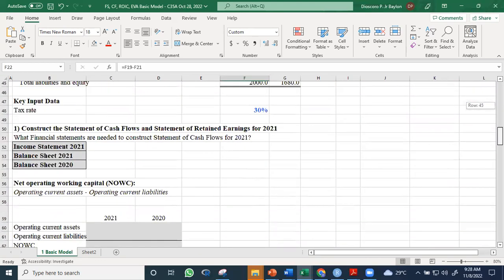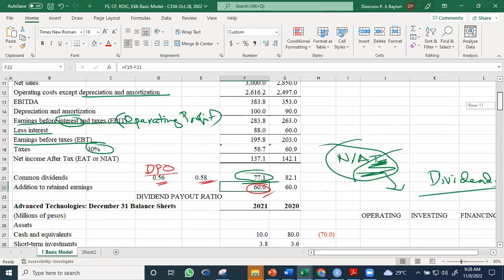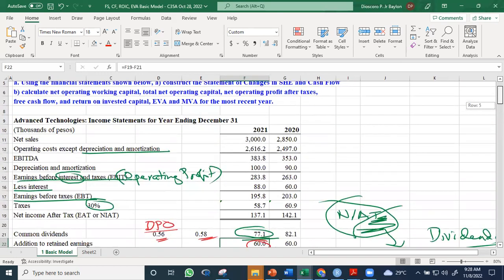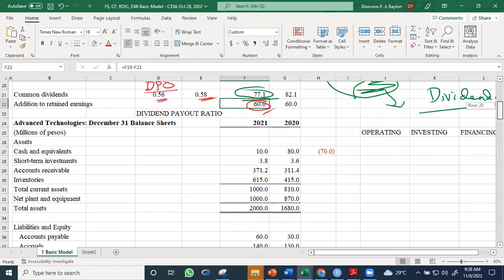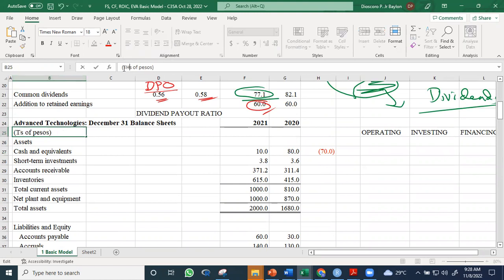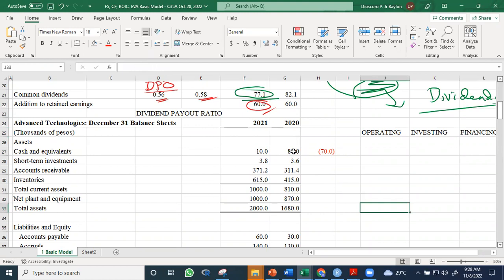All right, then we look at the statement of cash flows. So for the statement of cash flows, we're interested to know what happened to cash. Okay, from 2020, cash and cash equivalents was at 80,000. So sorry for this. This should be thousands. Kindly correct, please. Okay, so from 80,000 it became 10,000. So there was a decrease in cash.